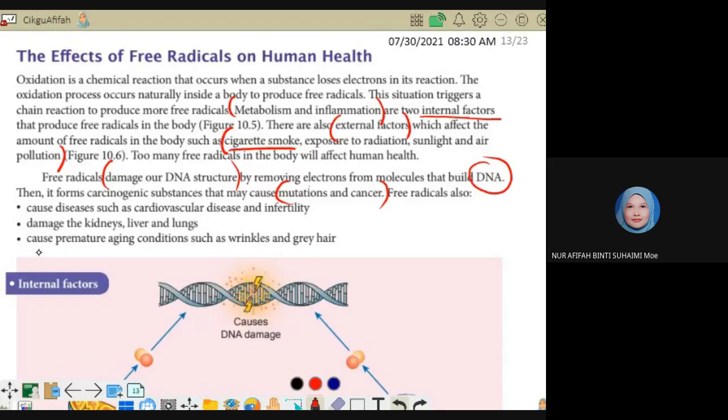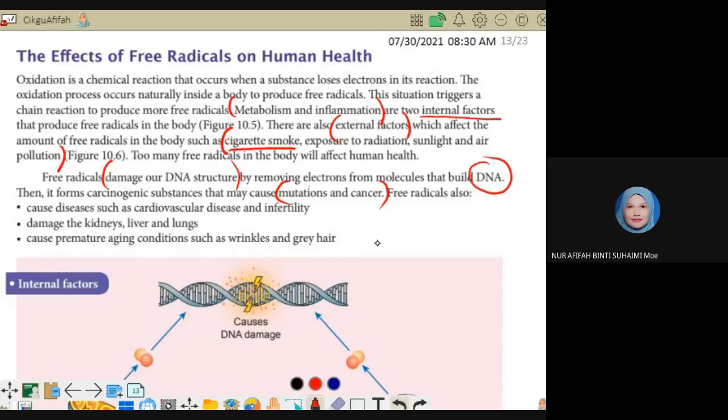Other than that, it will cause premature aging conditions such as wrinkles and grey hair. Okay, yang ni memang tak boleh nak elak lah. Okay. Even kita akan tetap akan jadi grow older and older. So this one cannot be prevented lah, wrinkles and grey hair.